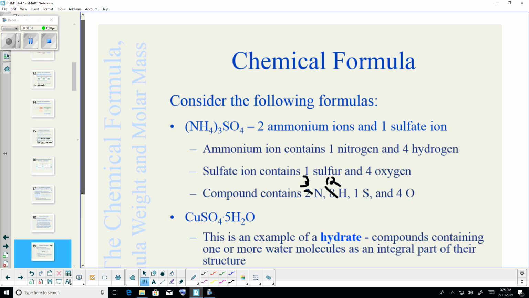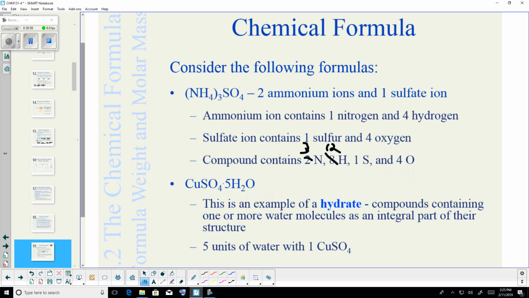So, ammonium sulfate, (NH4)3SO4. The ammonium ion is 1 nitrogen and 4 hydrogen. Sulfate is 1 sulfur and 4 oxygen. So if we look at the compound, and they did it wrong, that's why I got it saved there, it has 3 nitrogens in it, 12 hydrogens, the 3 times 4, 1 sulfur, and 4 oxygens. So if you want to figure out the molar mass of that, you have to add all of those up.